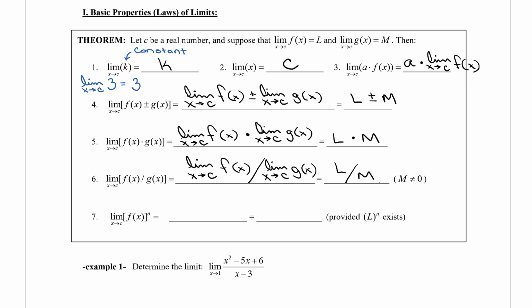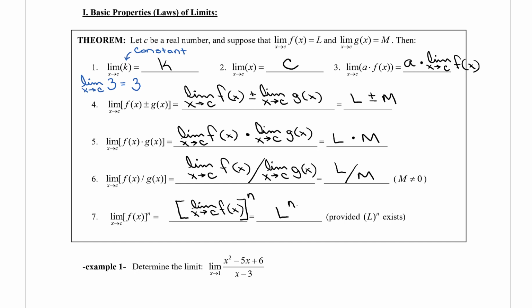Property number 7, the limit as x approaches c of, open a set of square brackets, f of x, close the square brackets, raised to the nth power. This is going to be equal to, we're going to open a set of square brackets, the limit as x approaches c of f of x, close the square brackets, and then raise this to the nth power. And this is also equal to L raised to the nth power, provided that L raised to the nth power exists.